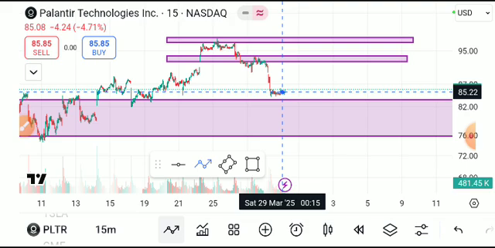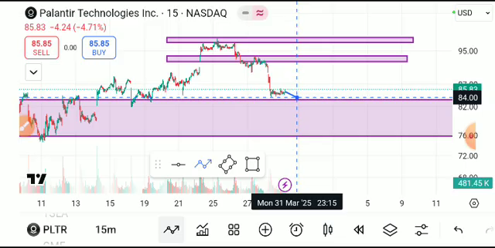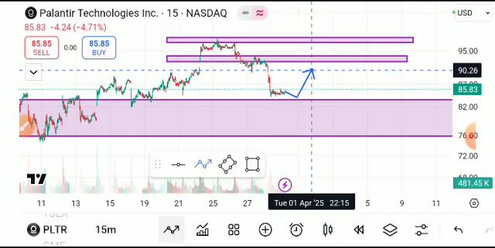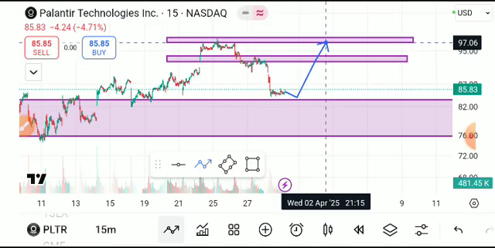Here we have a possible pathway. The stock can go downside here till the level of 84, and from this level we can see a clear upside move in the stock till the level of 92. And if the stock breaks this level, then we can see our next targets of around the 97 level.